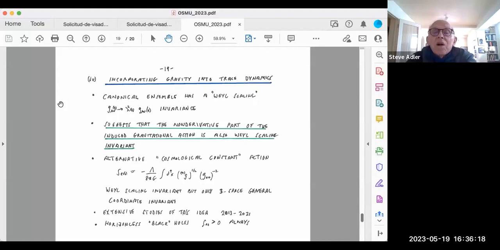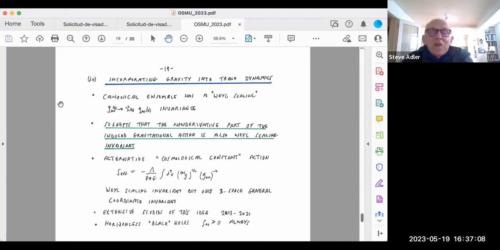And it's easy to see the canonical ensemble has a virial scaling. That's a scaling under which the metric goes to some scalar function of the coordinate times the metric itself. And that suggests that the non-derivative part of the induced gravitational action is also virial scaling invariant. So I proposed in the paper where I looked at this that there may be a possible cosmological, quote, constant action: minus lambda over 8 pi G, where lambda is what's observed experimentally, integral d4x, square root of the determinant of the metric, but not that by itself, which would be the usual dark energy action, but that divided by g00 squared, because this gives you an integrand that's virial scaling invariant.